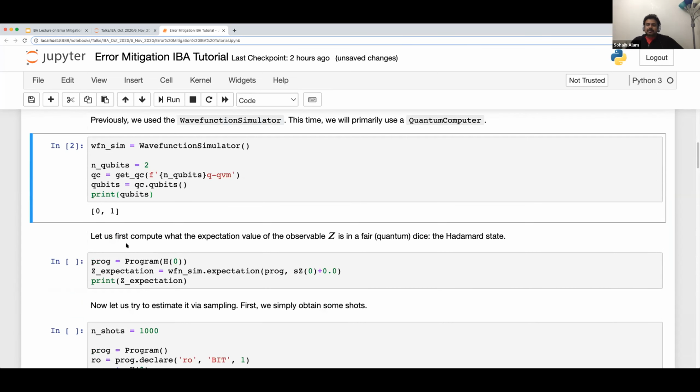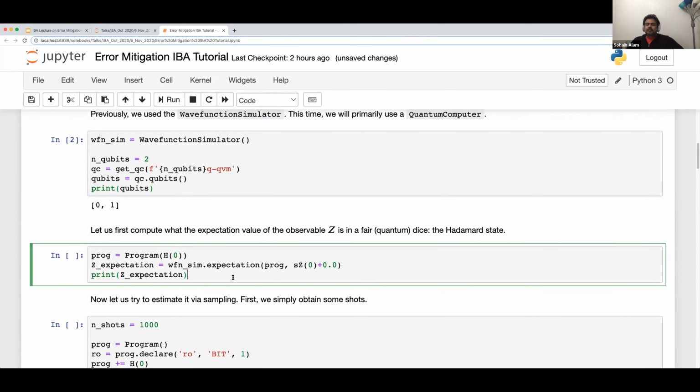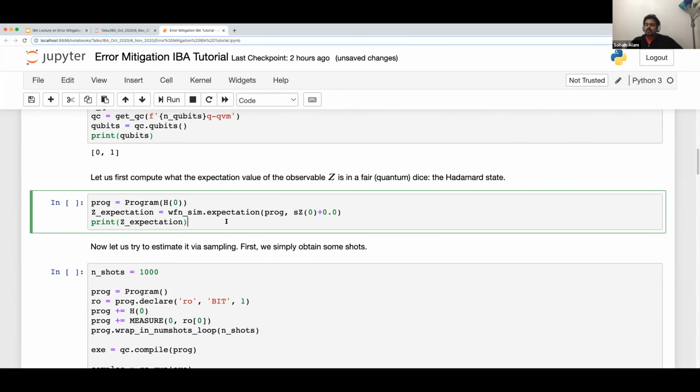So, a very simple thing we're going to do first is just compute the expectation value of the observable Z in a fair quantum dice, the Hadamard state. Many of you have probably done something like this before, but it's a nice warm-up. So remember how we were computing expectation values last time, right?